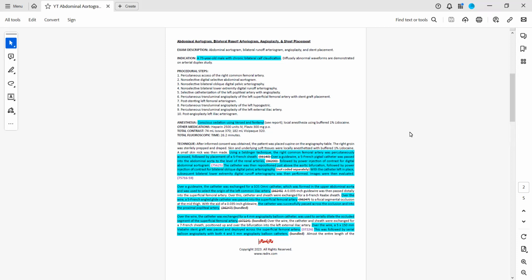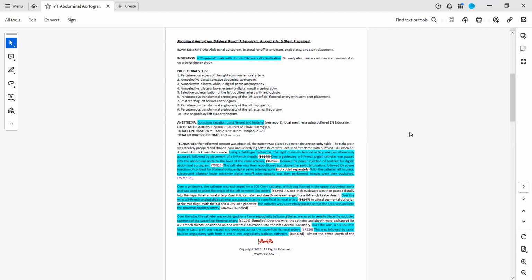So first of all, we can start by taking a look at the procedural steps to get a feel for what the doctor is going to be doing, or what we're going to see as we go through the report. I don't code from a procedural step list because oftentimes you may not have the level of detail in the report to code what's on the procedural step list. But I like to start there to just get a feel for what the physician is doing and get an idea of what I'm going to be looking for.